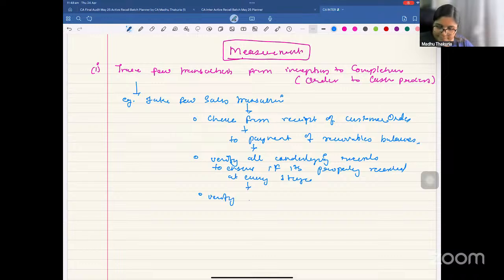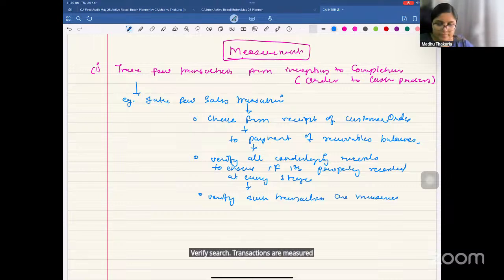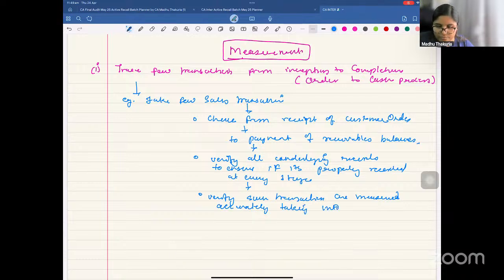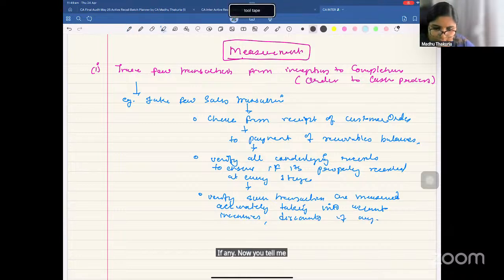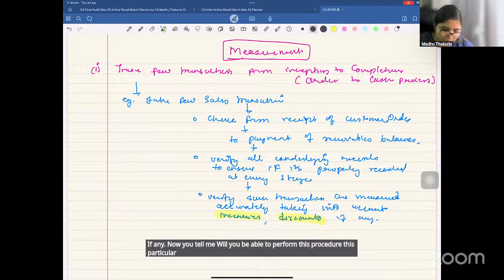Verify such transactions are measured accurately, taking into account incentives or discounts, if any. Now you tell me, will you be able to perform this entire procedure from here to here for 100% of the population?